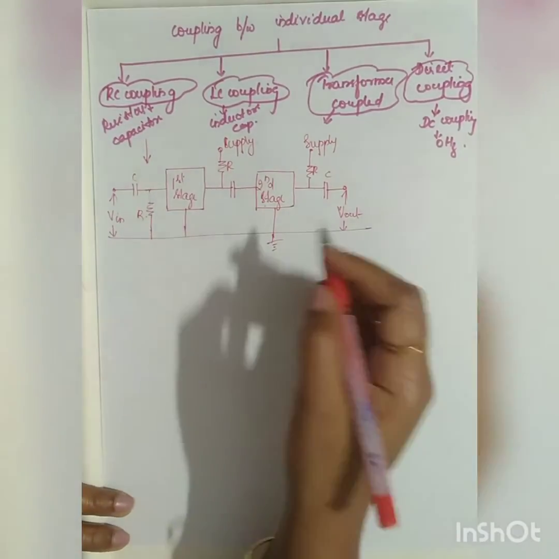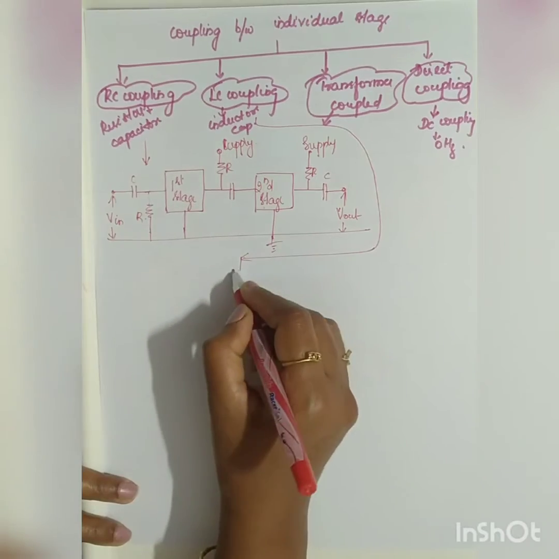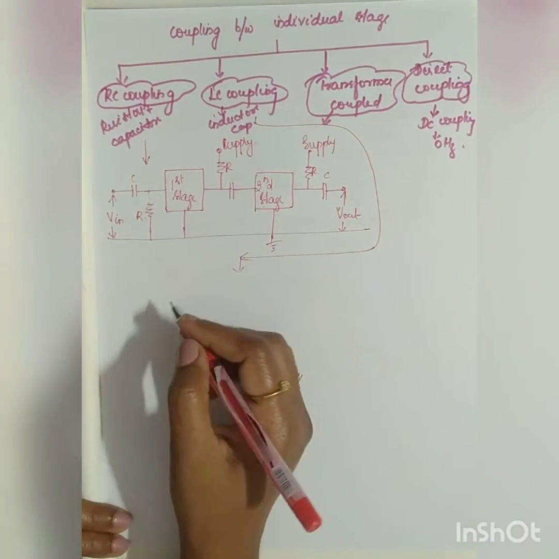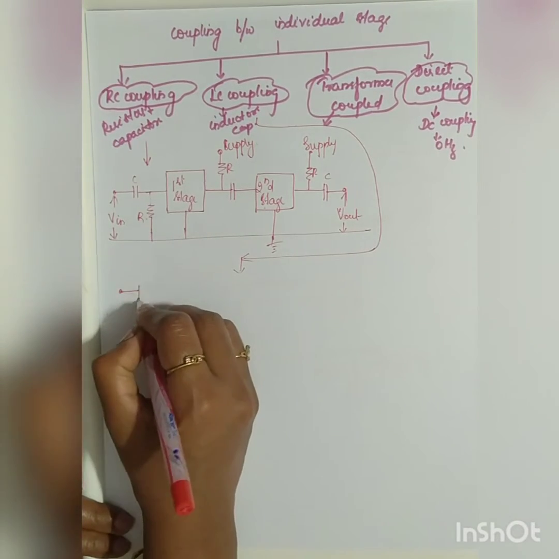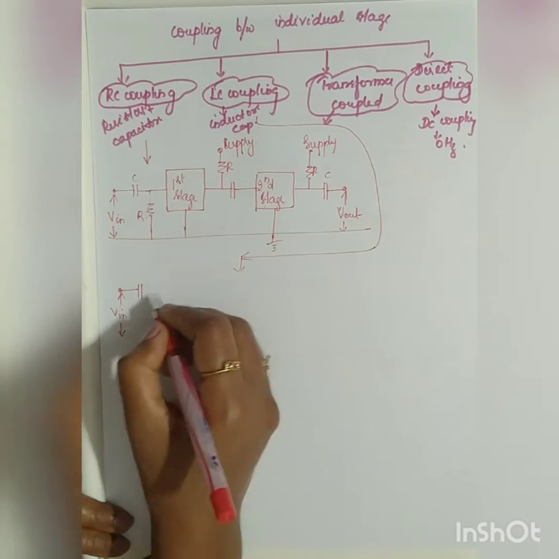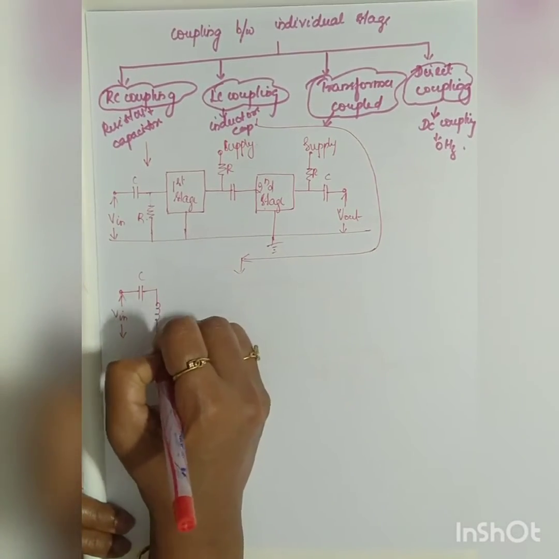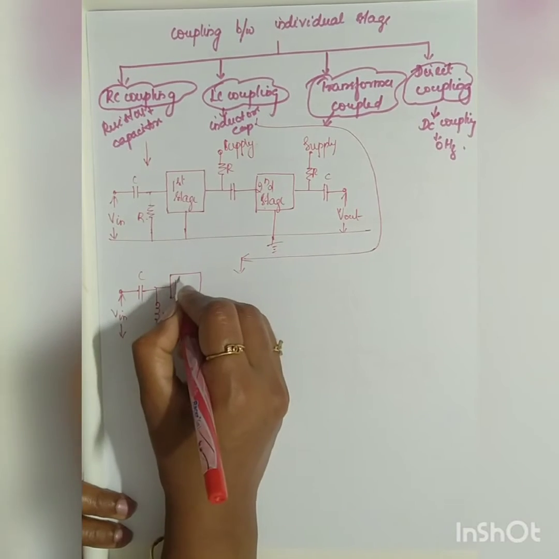Now similarly, what will be the diagram of LC coupling? Instead of R and C, here you are going to use L and C. So this will be your V in, and the inductor is given to your first stage.